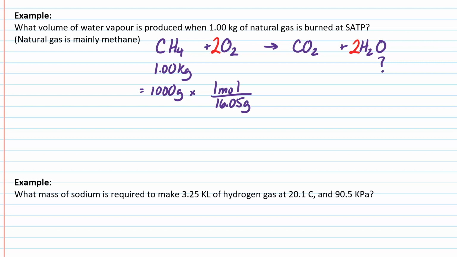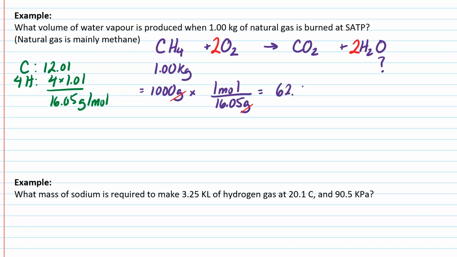And just to be sure, the 16.05, that's just the molar mass, right? That is, 1 carbon is 12.01, 4 hydrogens is 4 times 1.01 for a total of 16.05 grams per mole, which I know you all know how to do. So we have 1,000 grams of methane multiplied by 1 mole over 16.05 grams, and we would get 62.30530 moles of methane.